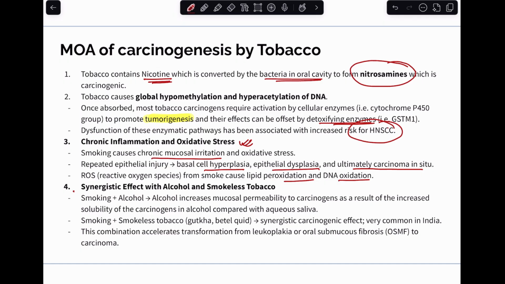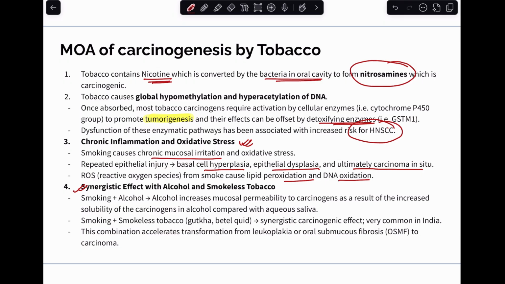Last effect is a synergistic effect. We also talked about alcohol at one point. A history of alcohol is also important over here, because alcohol and smoking together have a synergistic effect, not just with alcohol but also with smokeless tobacco, if you are chewing quid or any gutka or kheni. First let's talk about alcohol. Smoking and alcohol together have a synergistic effect. What is the reason? This is a very important viva question that you'll definitely be asked if your patient has presented with a history of smoking as well as alcohol.